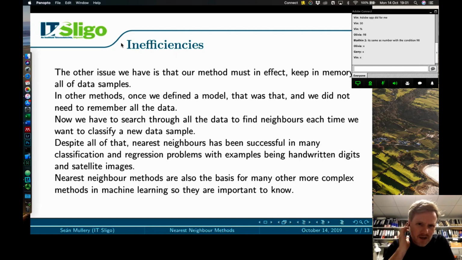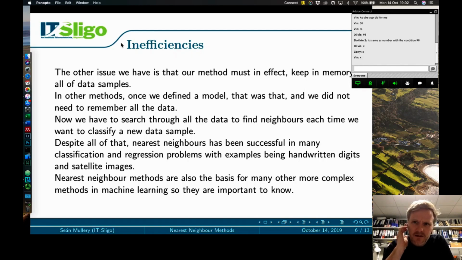So despite all of that, nearest neighbours has been successful in many classification and regression problems, with examples being handwritten digits and satellite images. Comparing satellite images has been very good for these sort of things. So you're trying to find the nearest neighbour of a satellite image that you haven't seen before, or a handwritten digit. Which of the other ones is it closest to? It was quite useful in that.